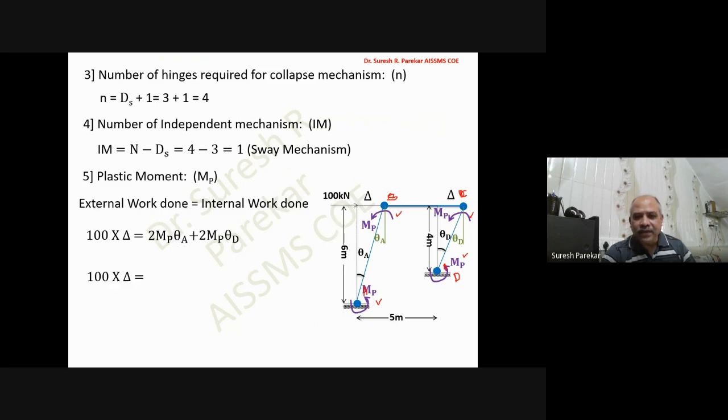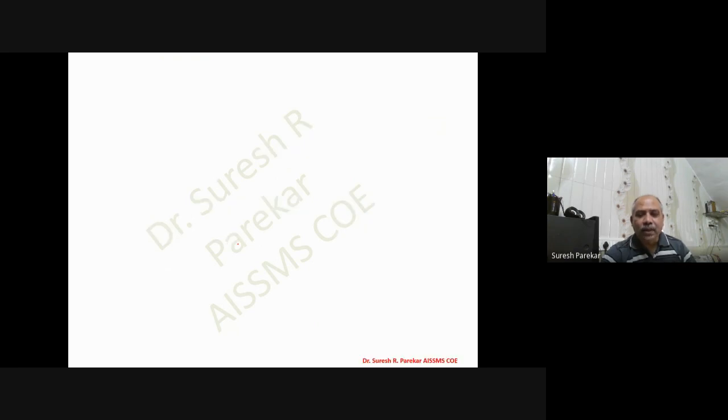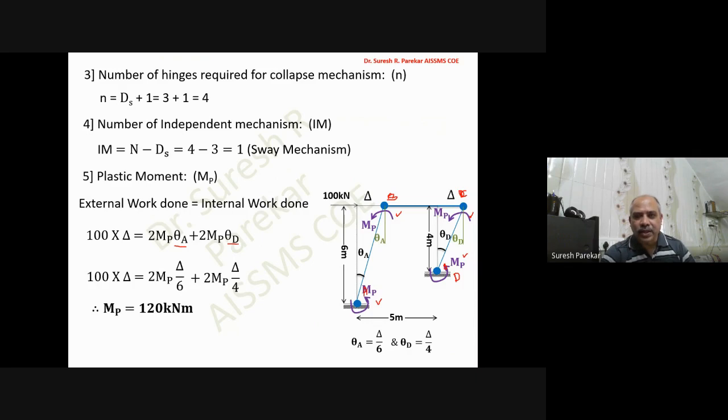Now theta A, if we see here, will be delta by 6. So tan of theta, theta is very small, so theta A is equal to delta by 6. And theta D is delta by 4. We will substitute these values of theta A and theta D, and from this we will get the value of MP. Now we will simplify this. By simplifying, we get MP equal to 120 kilonewton. We have one mechanism only, so this is the sway mechanism, and no combined mechanism over here. So the value of the plastic moment is 120 kilonewton meter.